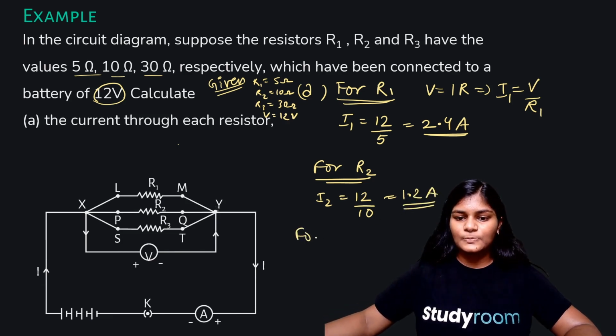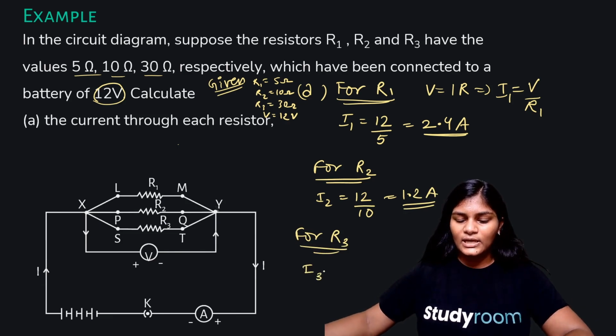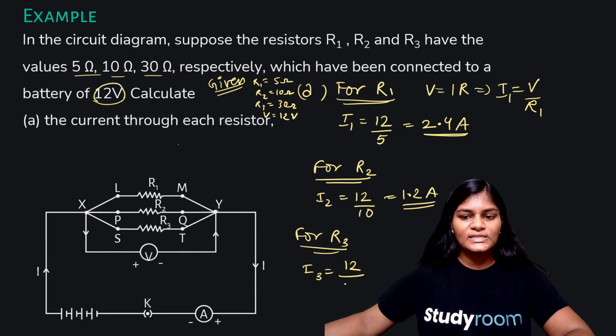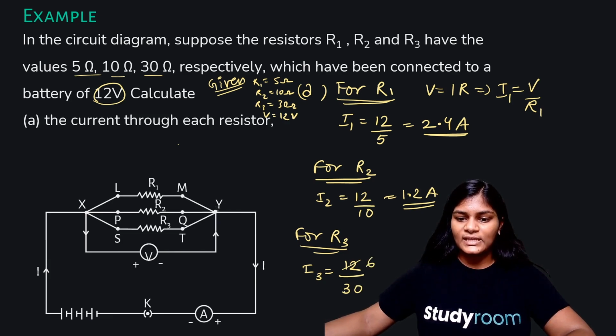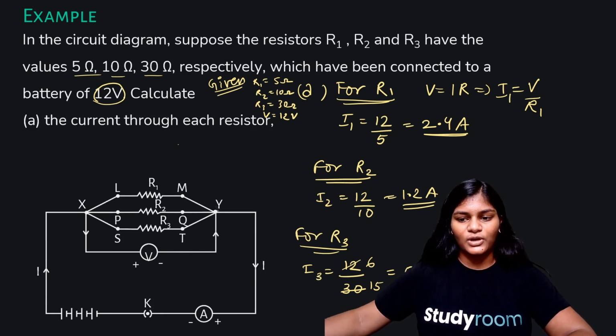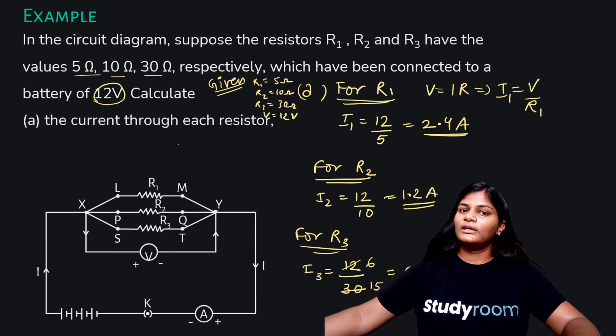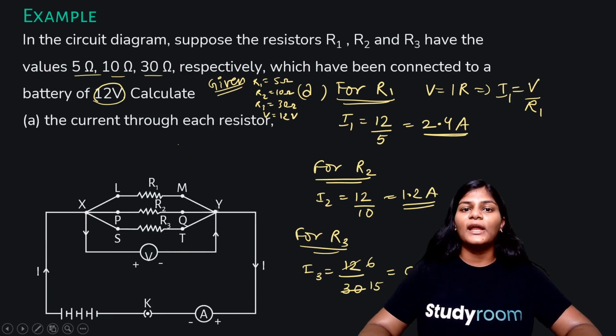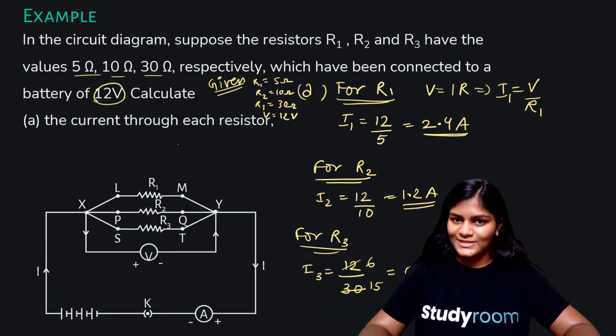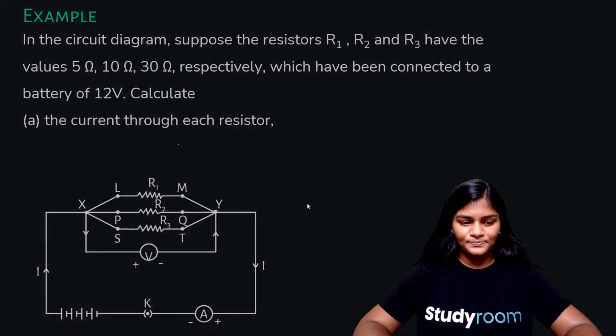And for the last part, for R3, we know I3 is equal to V upon R3, which is given to us as 30 ohm. Great. So if I cut this with 2, so this becomes 6 and this becomes 15. So this becomes 0.4 ampere. You can divide it and check. Great. So the first part is done. We have calculated the current through each resistor. Okay, moving on.